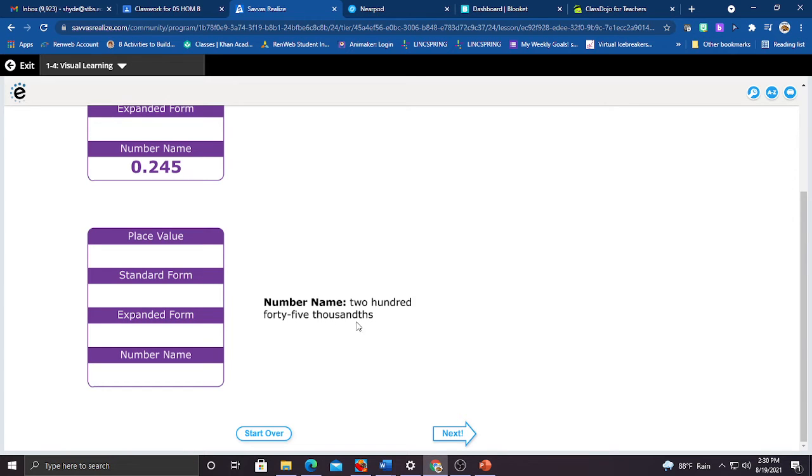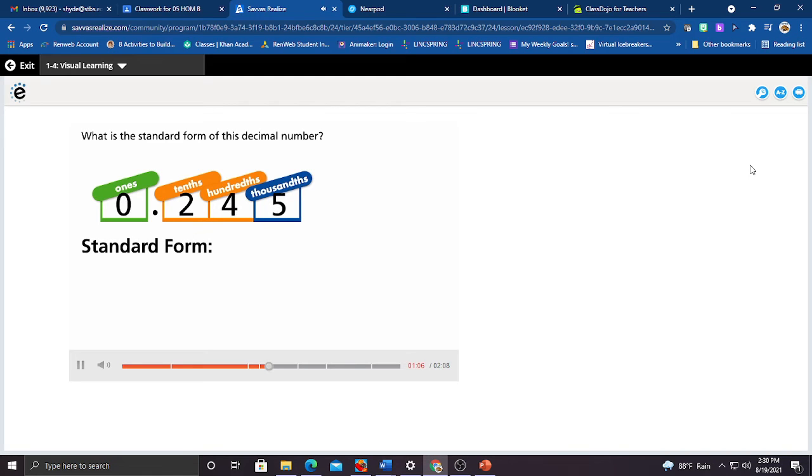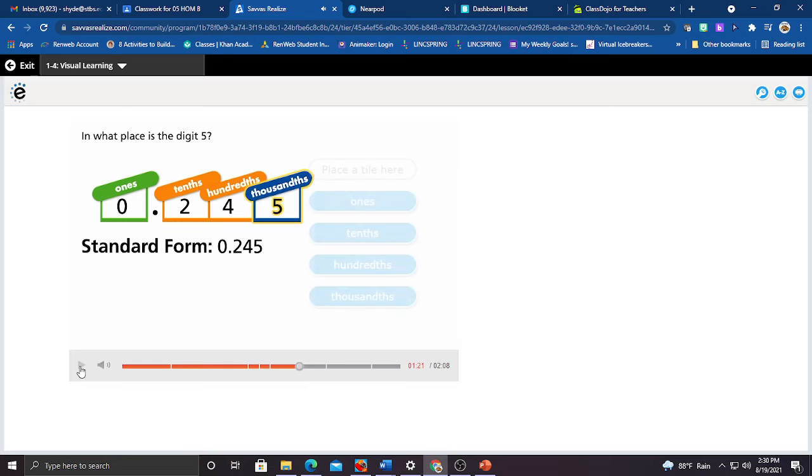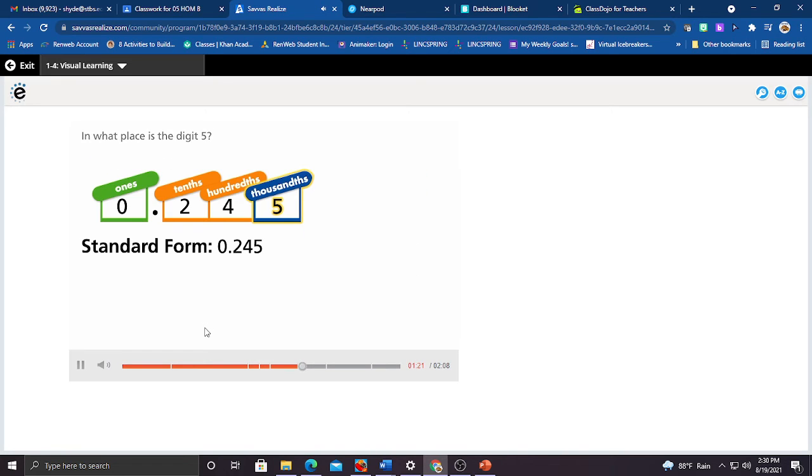Remember, that's how we end the decimal numbers, with the thousandths. What is the standard form of this decimal number? Remember standard form? It's the original number in its original form. The standard form of this decimal number is written as it would appear in a place value chart. In what place is the digit 5? Select your answer. What place is it in, guys? That's right, the thousandths. The 5 is in the thousandths place. Its value is 5 thousandths.